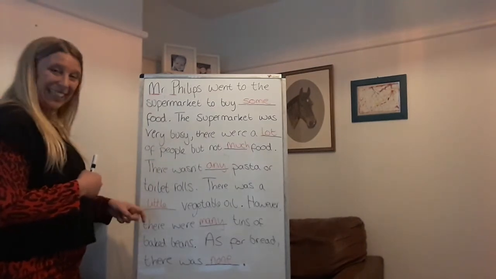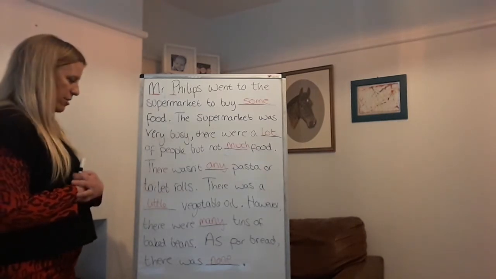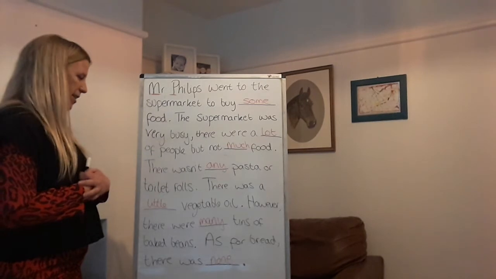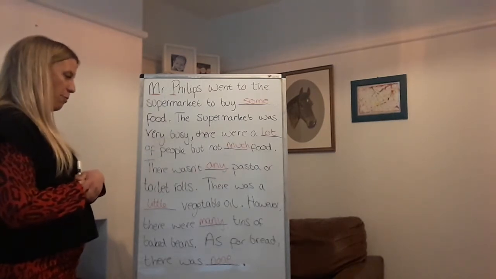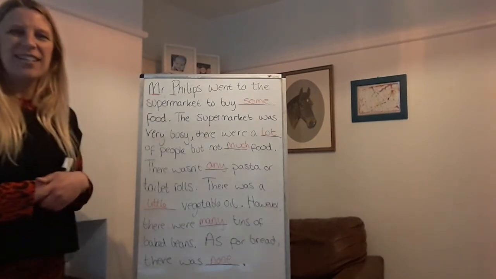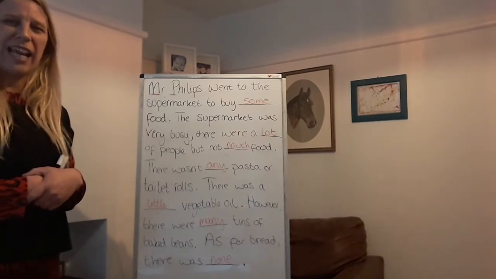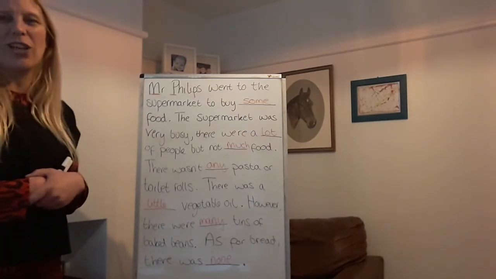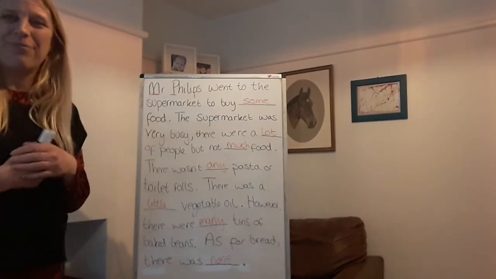There was a little vegetable oil, a little. However, there were many tins of baked beans. As for bread, there was none. Okay, so how did you get on with that? How did you find the dictation? Was it really tricky? Some people find that really, really difficult. So let me know how you did. You can take a picture of how you did and show me.